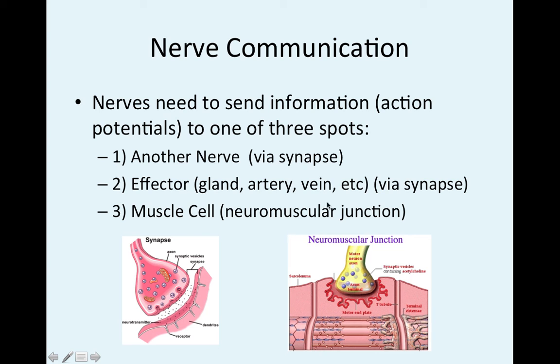Okay? And the last one is a neuromuscular junction, and that's when it ends on a muscle. So here's an example of a neuron coming down. It's embedded in the muscle. Okay, so that action potential will come down, get converted to a neurotransmitter. That neurotransmitter will come in and basically cause the muscle to contract.